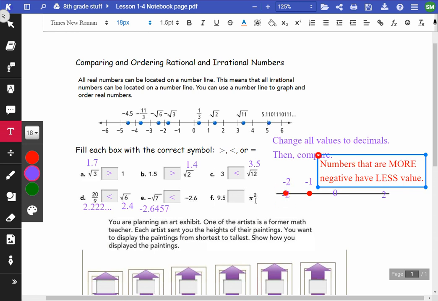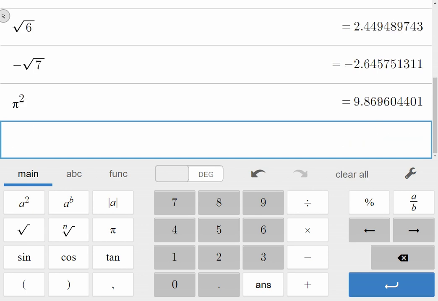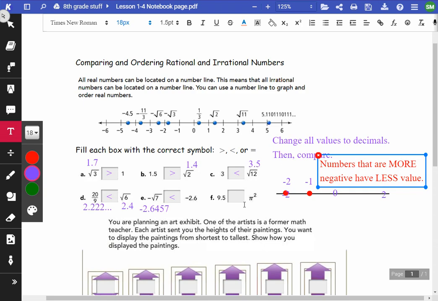And here, 9.5 compared to pi squared. Go to the calculator. You have a button that's pi, right here, kind of next to the 4. And then right here under where it says main, you have a squared. That means take the number I put in there and square it. And see, pi squared. And here we have it, 9.86. So I'm going to call that 9.9.